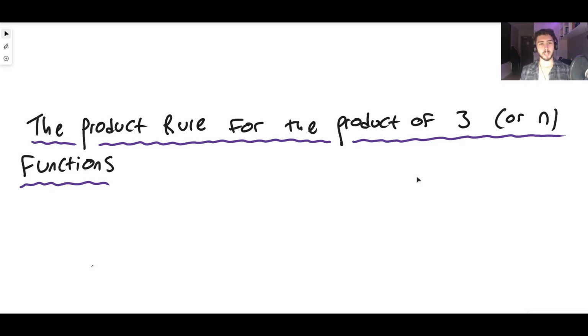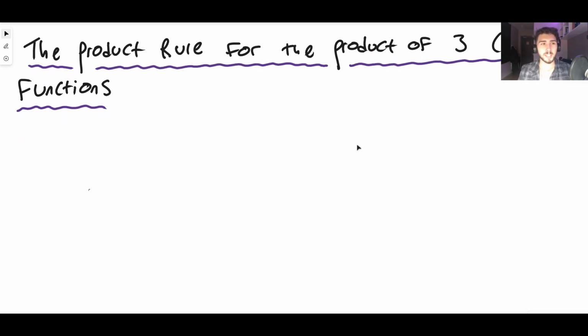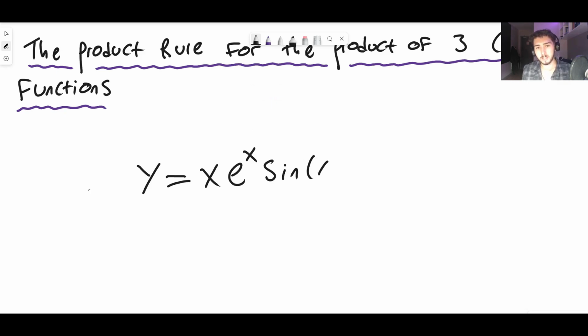In this video we're looking at using the product rule for differentiation for the product of 3 or even n functions. So essentially, let's say that we want to differentiate something that looks maybe like this. Let's say that we have y equals x e to the x sine x. How would you differentiate that?